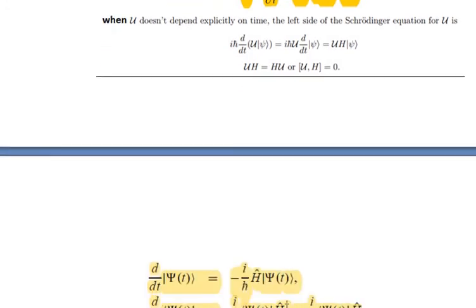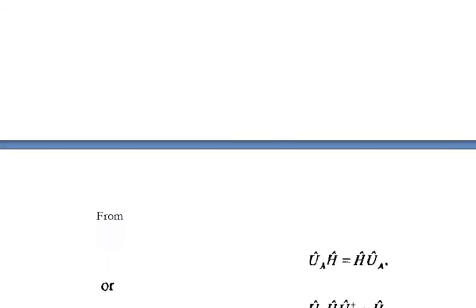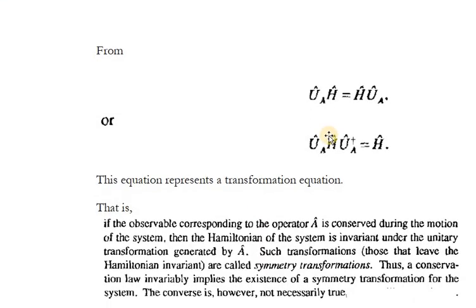Using that expression, U H equal to H U, we operate U dagger on the right hand side of these expressions on both sides. So U dagger U H equal to U dagger H U. U dagger U is unity, so we will get H. So we have U dagger H U equal to H. This is a transformational equation.